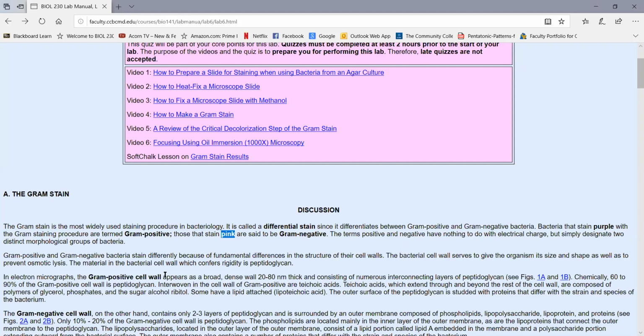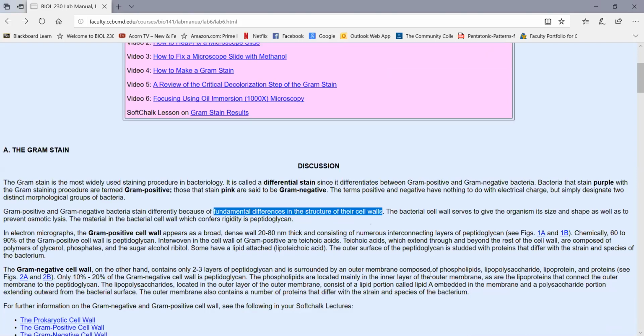Now, the reason gram-positive and gram-negative stain differently is because they have fundamentally different structures in their cell walls, as we learned in Unit 1. So remember, the gram-positive cell wall has a thick, rigid layer of peptidoglycan, which is actually many layers of peptidoglycan all sandwiched together, which surrounds the cytoplasmic membrane, which of course encloses the cytoplasm, and the space between the membrane and the cell wall is called the periplasm.